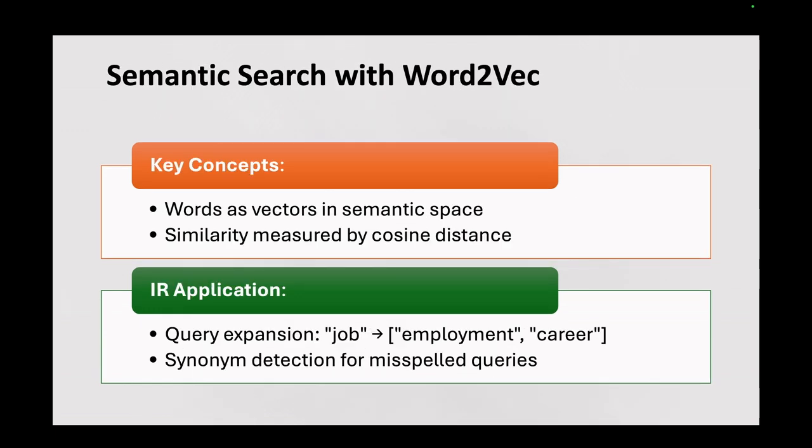Semantic search with word2vec. Word2vec is a Gensim star feature. It learns vector representations of words, capturing semantic relationships like king minus man plus woman equals queen, and iPhone equals smartphone. How Gensim implements it: Skip-gram predicts context words given a target word. CBOW predicts a target word from context words. Negative sampling effectively trains on large corpora.